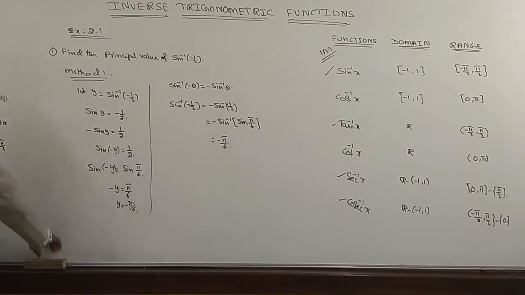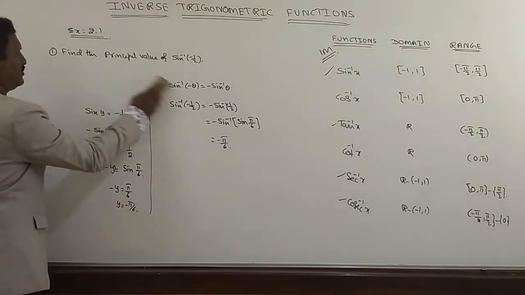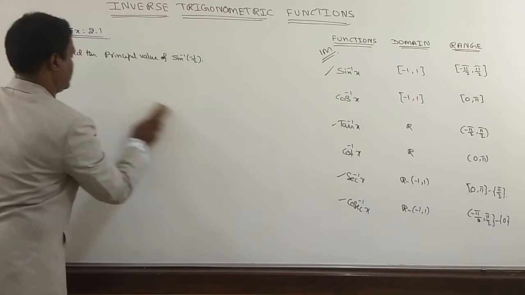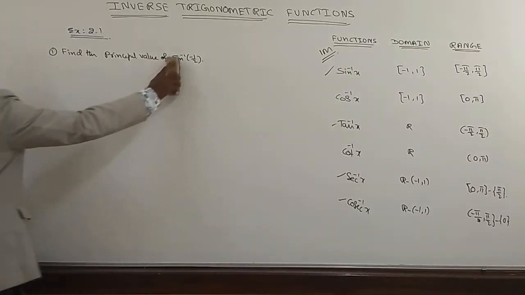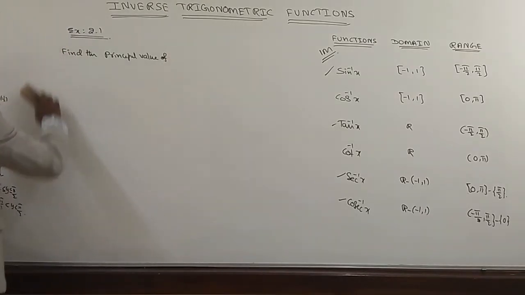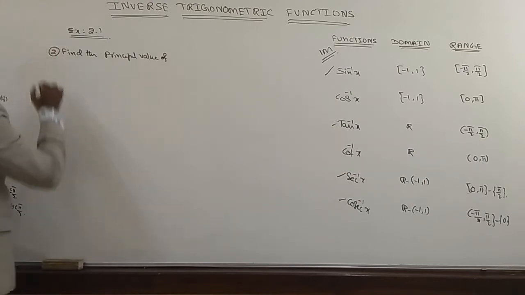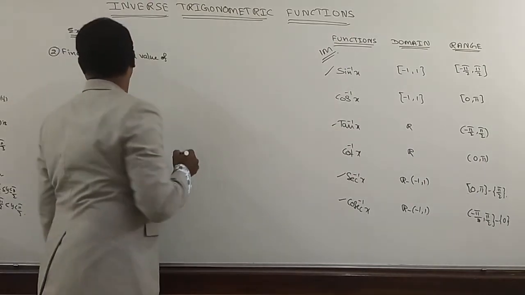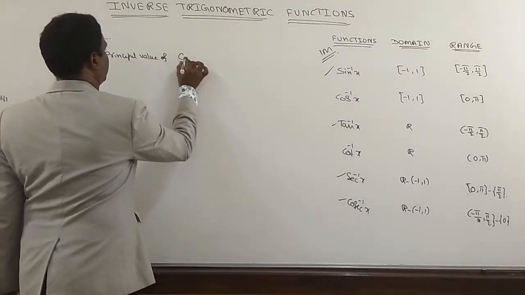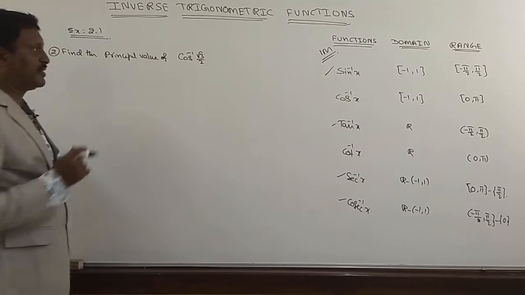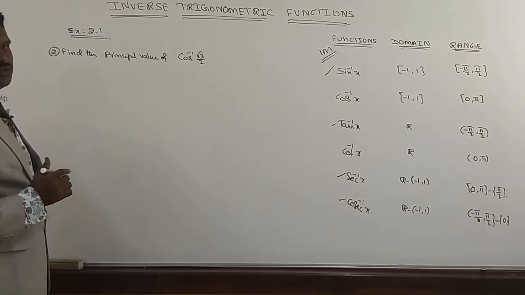Next, second question. Question number 2. Find the principal value of cos inverse root 3 by 2.